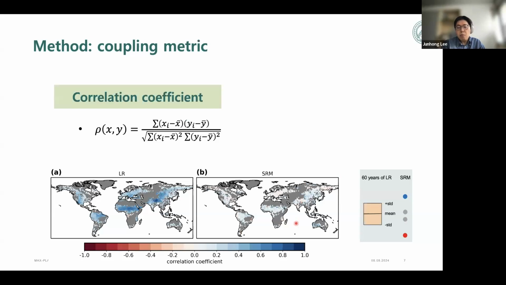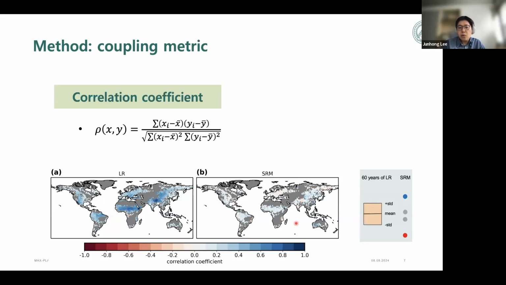Using these simulation outputs, I check the sign and strength of coupling. For that, I use the correlation coefficient, the Pearson correlation coefficient, a very simple one. And I use the daily mean values of soil moisture and precipitation.